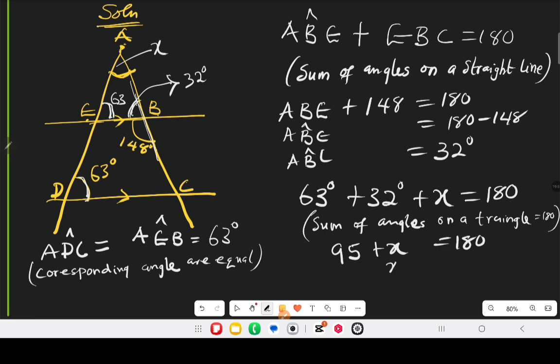We collect like terms. X is equal to 180 minus 95. Therefore, X is equal to 85 degrees. So our final answer is 85 degrees.